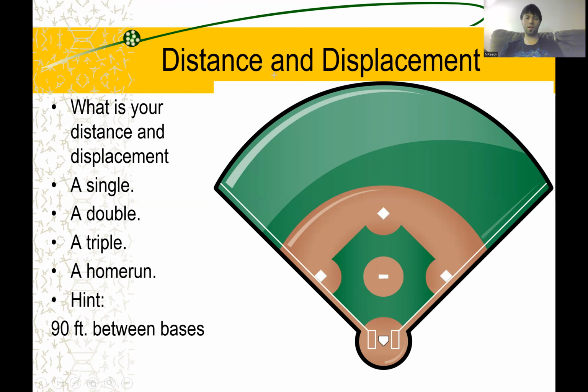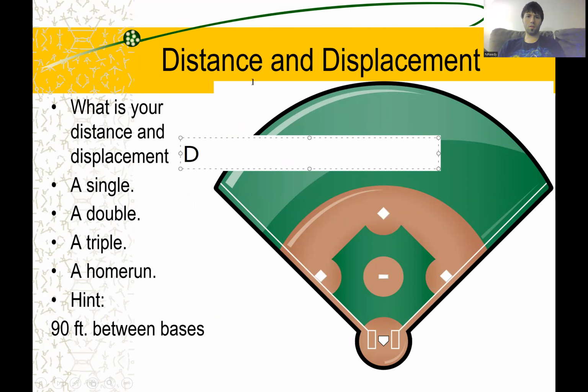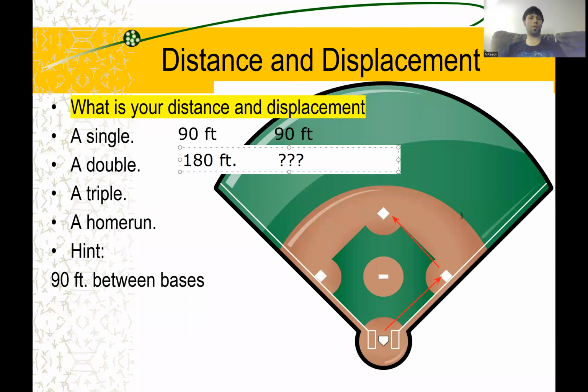In fact, let me keep the answers here. I'll pause the video while I get this set up. All right, okay, here we go. You've got a little better setup here. So for a single run, the distance is 90 feet. Displacement is also 90 feet because you're just going from one base to the next. It's a straight line distance, hopefully.